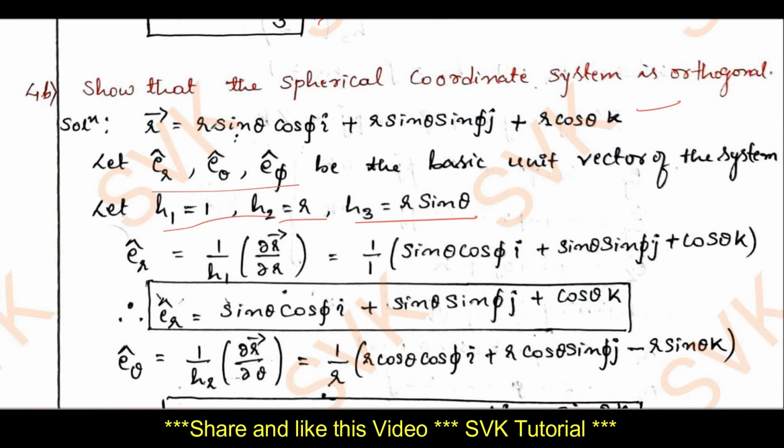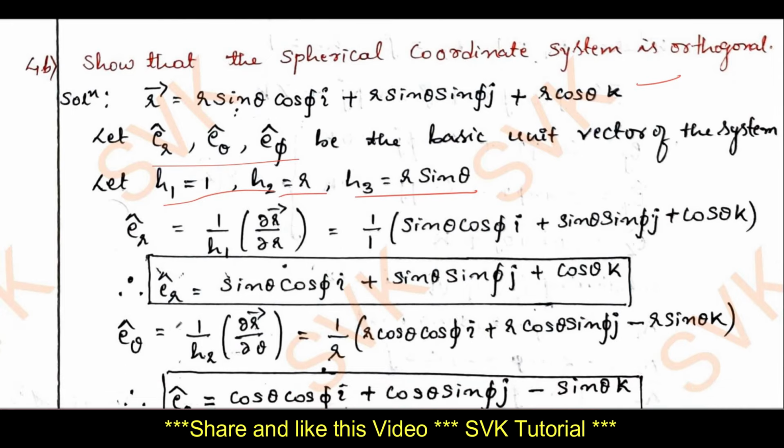Differentiate vector r partially with respect to r, treating theta and phi as constant. So here theta and phi are constant, and we are left with r. The derivative of r is 1, so we are left with sin theta cos phi i plus sin theta sin phi j plus derivative of r cos theta, which is cos theta k. Okay.